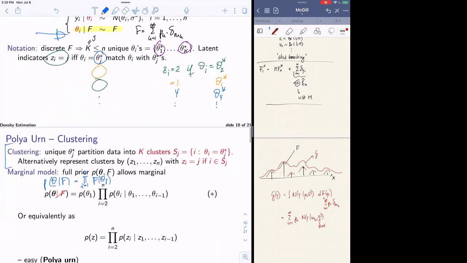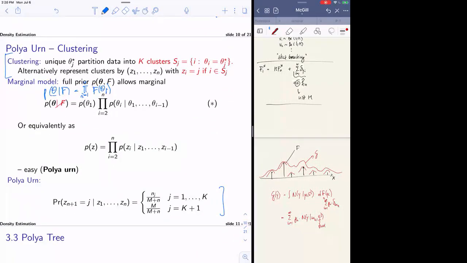And the next line is asking what happens when we try to marginalize with respect to the F. The prior on the F is the Dirichlet process prior. So the next line is asking what happens with the joint distribution on the thetas when you marginalize with respect to the Dirichlet process prior on the F. And that's where we run into some good luck. It turns out the distribution that you get is very simple.